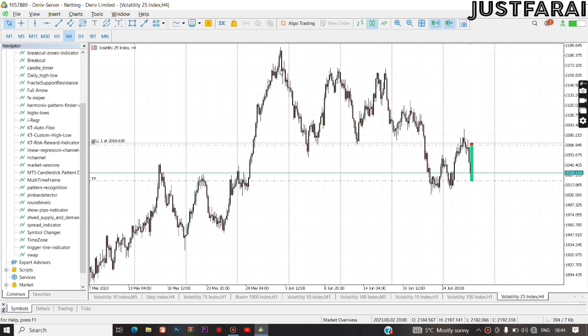So as you can see, this is the V25 index chart on the H4 time frame, right? In the previous episode, I analyzed this pair, and I said it was going to sell after it reached a certain point, right? And after the point had been reached, I took my sell position, as you can see here.